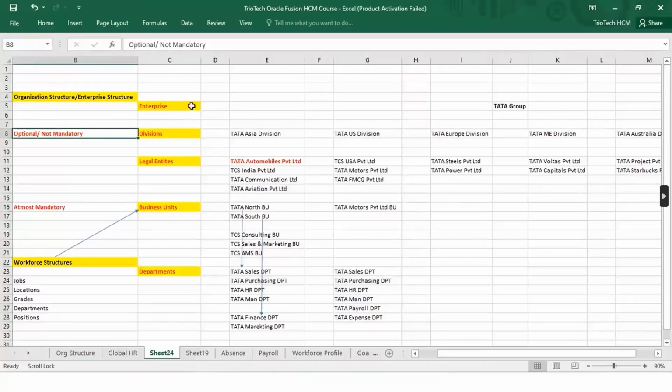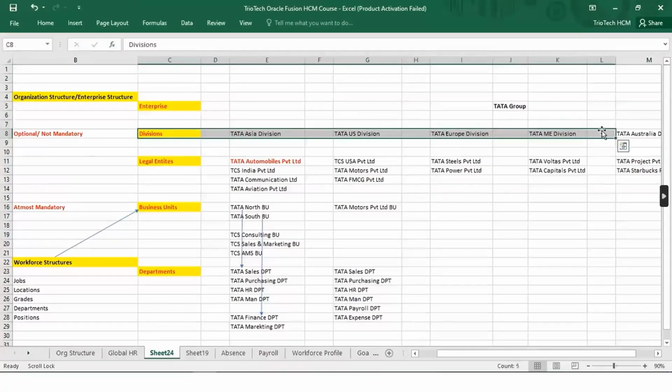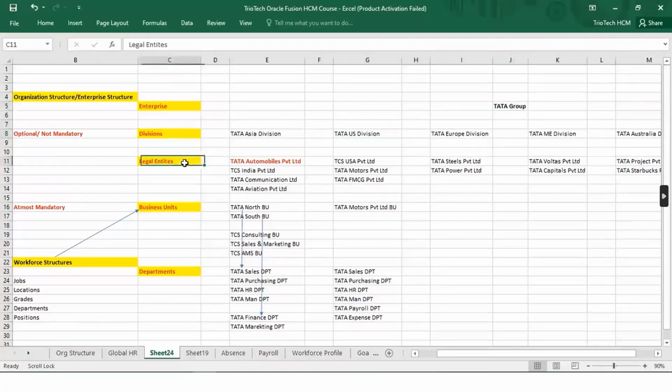In many implementations where you are going to be working in future, divisions might not be created. After the enterprise, you can directly move to legal entities and define them in the system. That is one thing I just want to make sure of here.